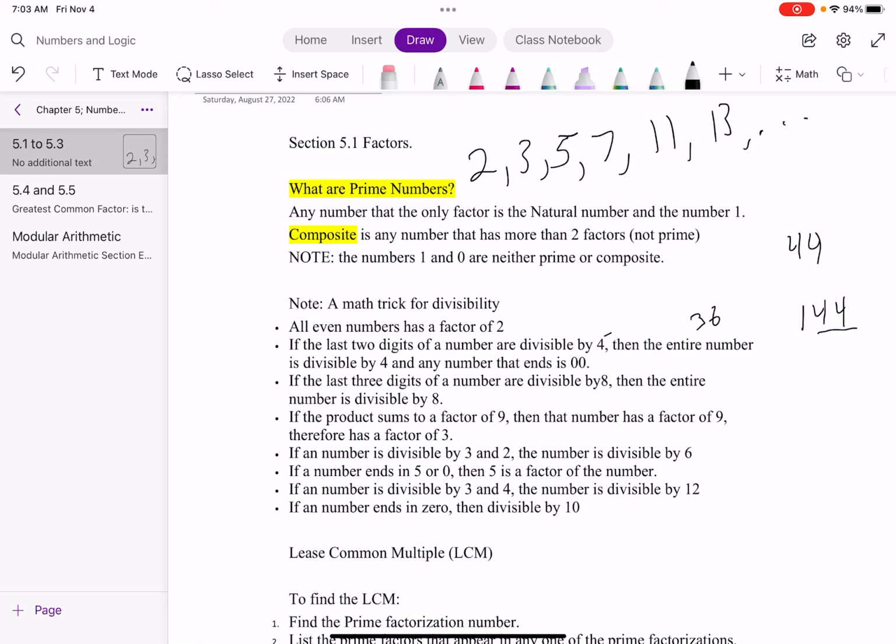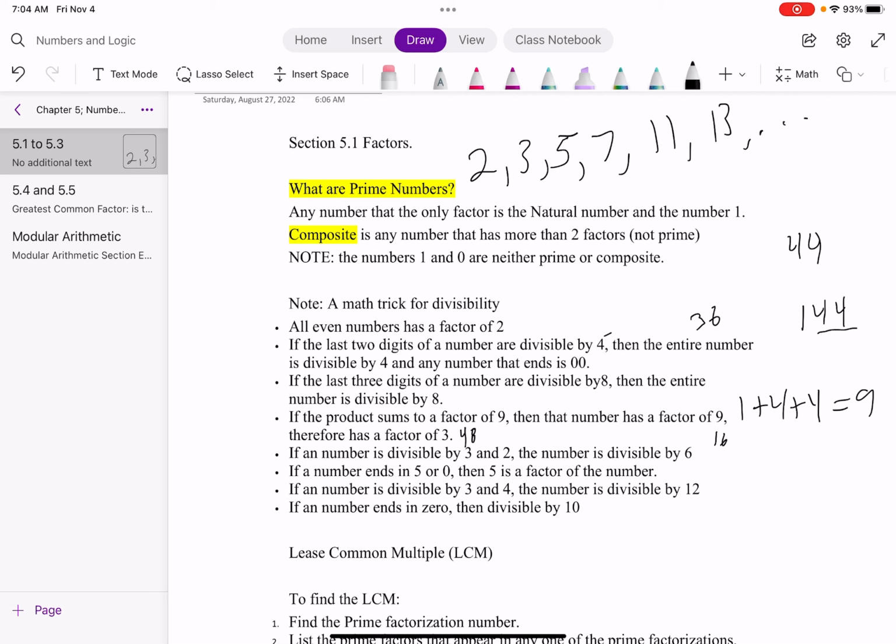9 and 3: if the digits of the number add up to something that 9 and 3 can go into, then 9 and 3 can go into that original number. So, again, using our 144, 1 plus 4 plus 4 equals 9. 9 can go into 9, so therefore 9 can go into 144. So 144 divided by 9 equals 16. Well, 3 can also go into 9, which means 144 is also divisible by 3, which is 48.